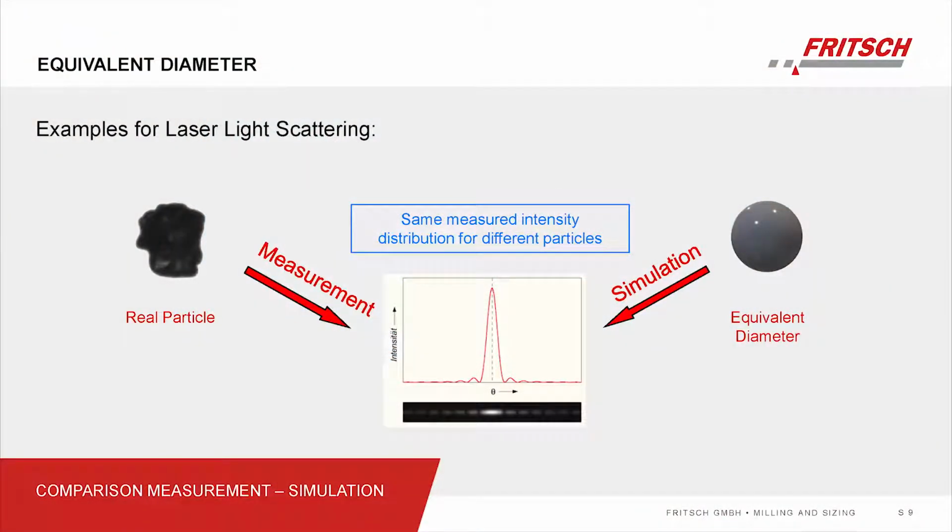Now we do what we call a simulation. We try to calculate a spherical particle that gives an intensity distribution as close as possible to the one you actually measured. The diameter of this sphere is then what we call the equivalent diameter of laser diffraction.